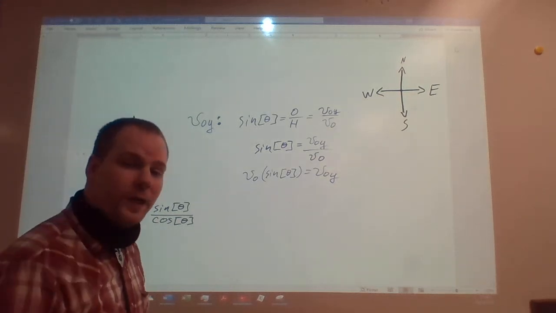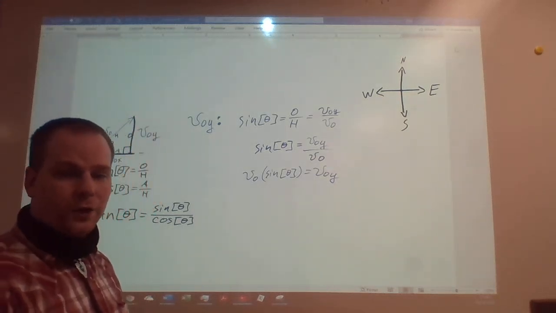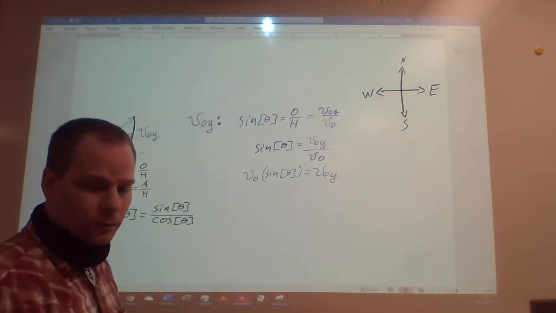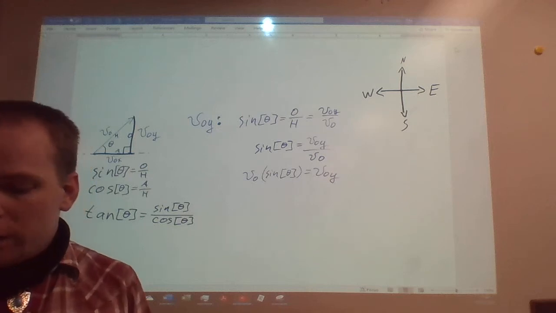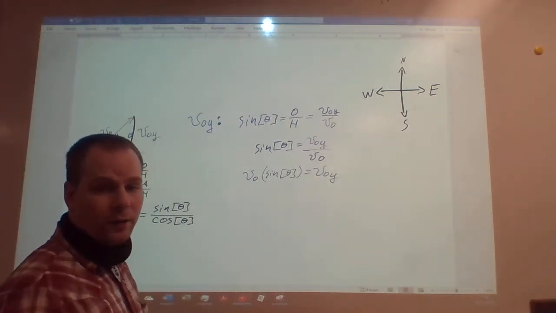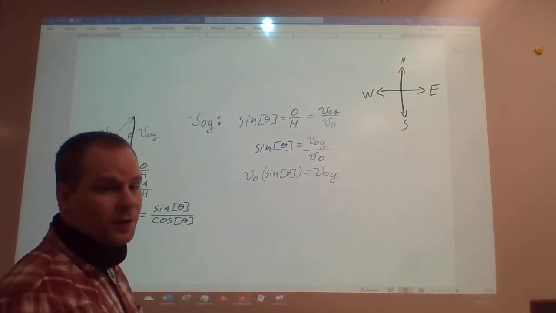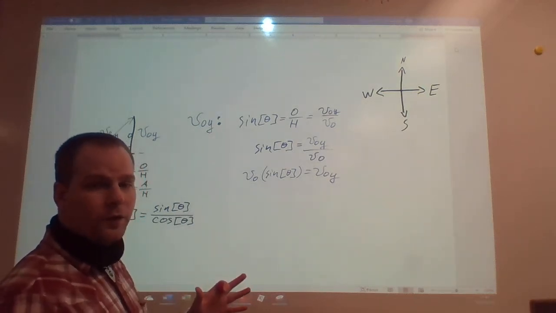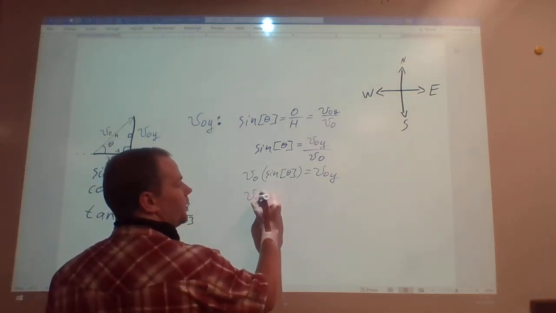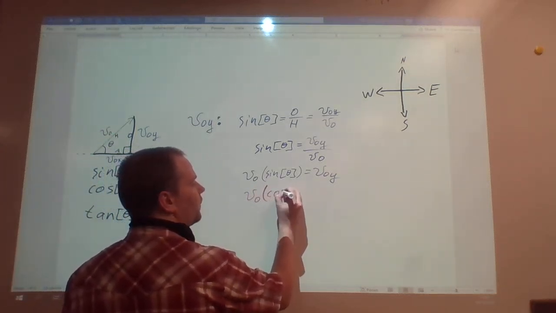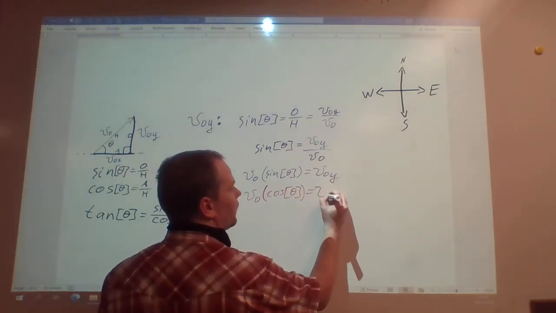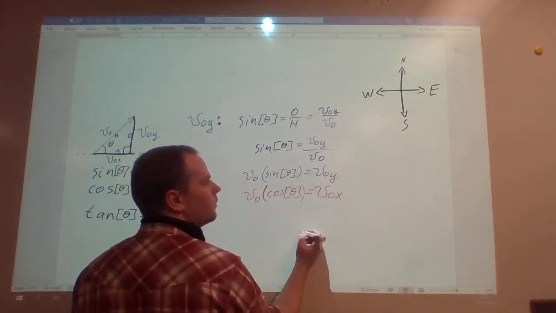Now we can run through the algebra, or you can just remember that the other leg is always the other function. So since v naught y used sine, v naught x is the same equation, it just uses cosine instead. So v naught times the cosine of theta will give us v naught x.